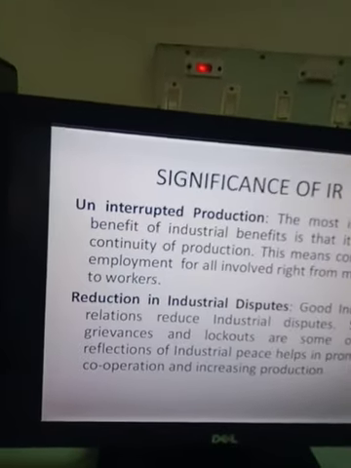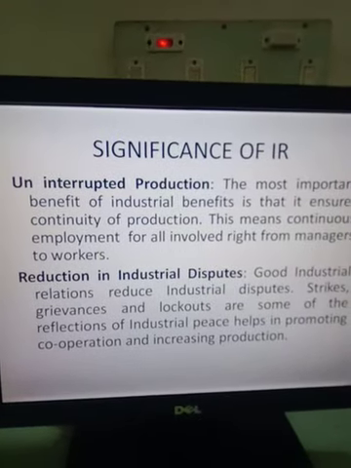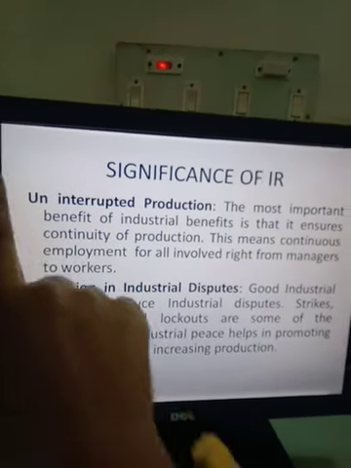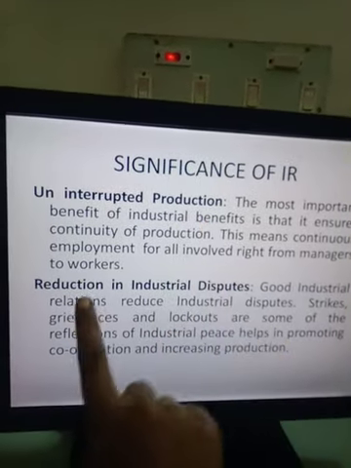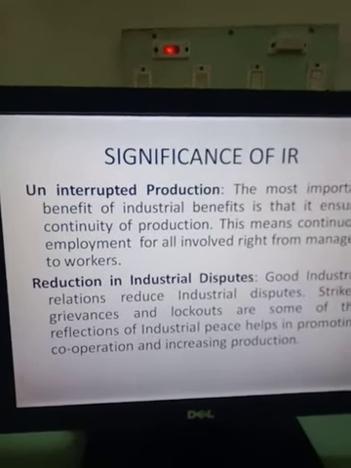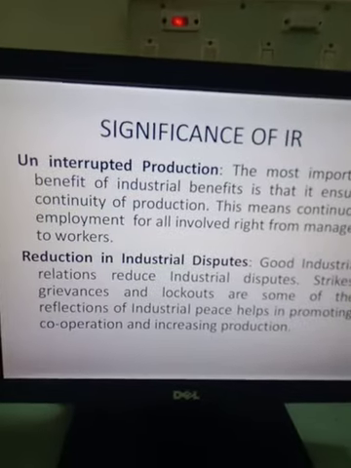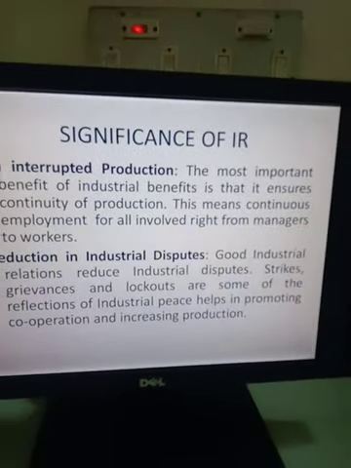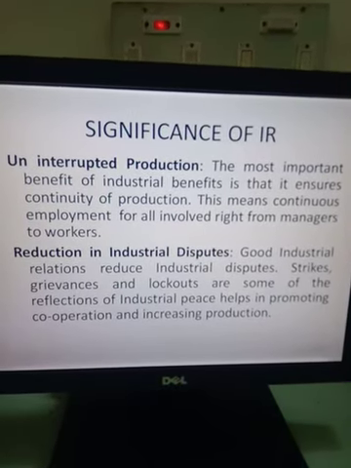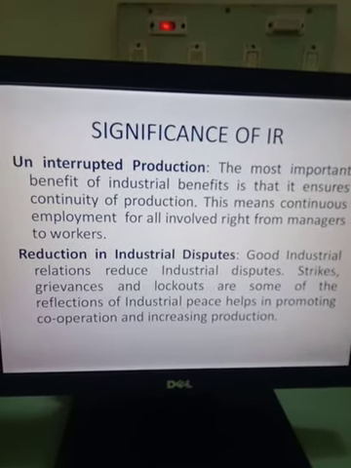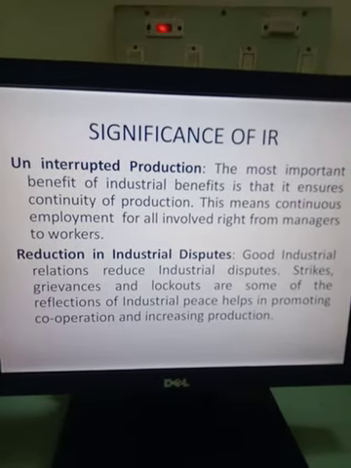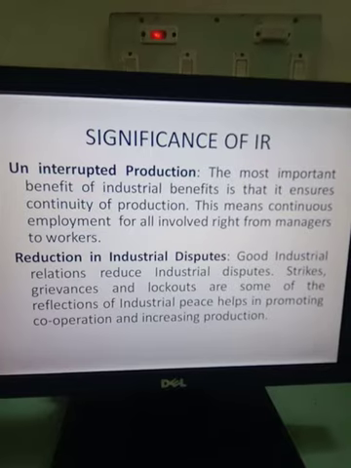So next let us see the significance of industrial relations. The significance of industrial relations includes uninterrupted production, reduction in industrial disputes and high morale. So let us see what uninterrupted production is. The most important benefit of industrial relations is that it ensures continuity of production. This means continuous cooperation of employees, for all involved, from managers to workers.